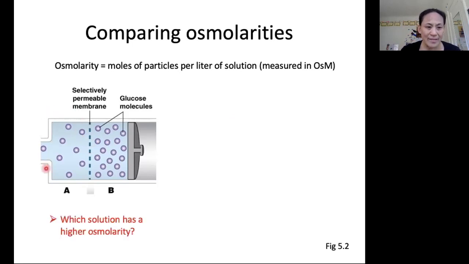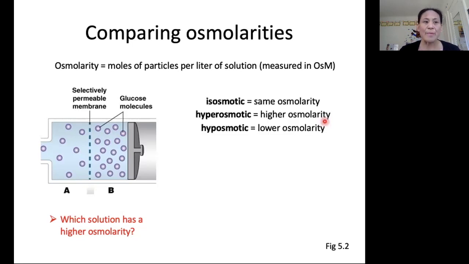So looking here at these two solutions, we've got A and B. Just to test you on this concept, which solution has a higher osmolarity? Go ahead, think about that for a second. Okay, so hopefully you determined that solution B has a higher osmolarity because it has a higher concentration of solutes, right? So a higher number of moles of particles per liter of solution. Basically, more solute means higher osmolarity, okay?